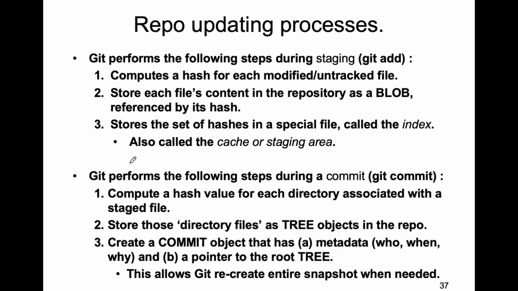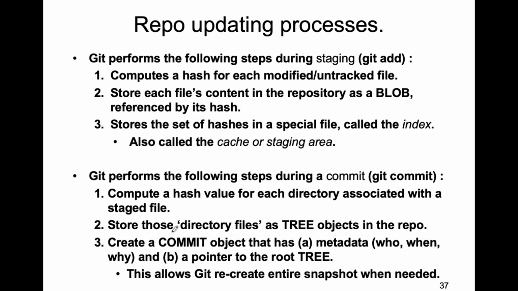What happens when you do a commit? It computes a hash value for each directory associated with an object that it has just put in from the staging. So this is where the directory structure comes into play. So for each file that was added as a result of staging, it now computes a hash value for those files' containing directory. And it stores those directory files as tree objects within our repository. And finally, it creates a commit object, stores that in the repository as well.